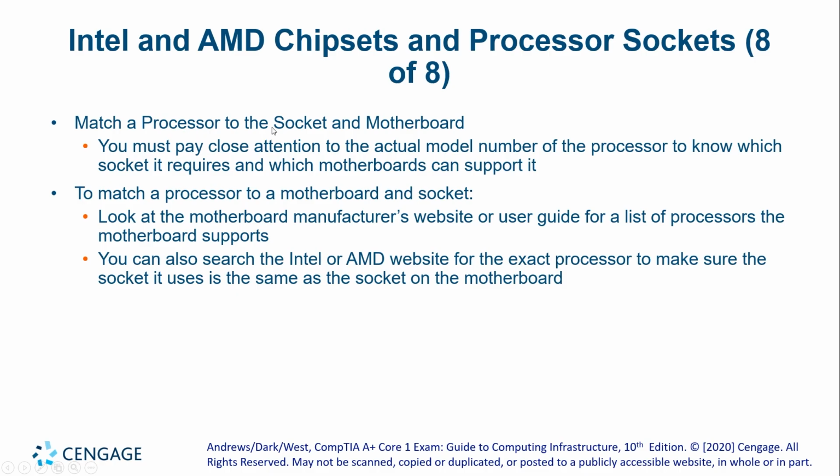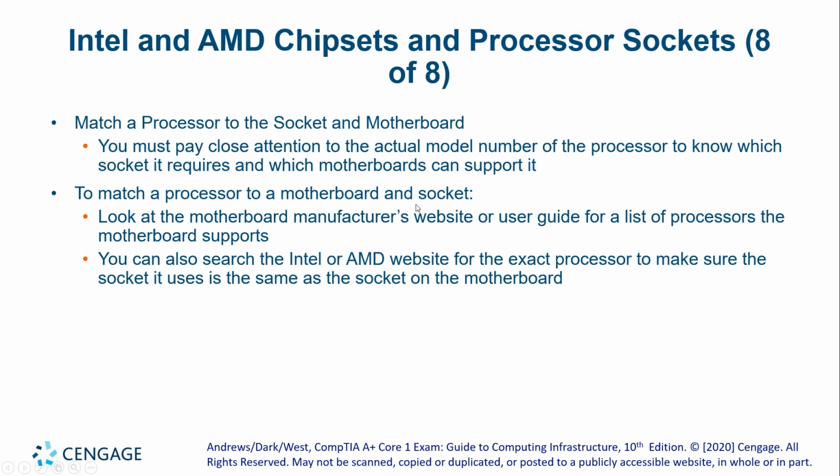Match processor to a socket and motherboard. You must pay close attention to the model numbers, and you need to, absolutely, most important thing, check on the internet, check the documentation. You need to make sure that the processor you're purchasing fits the socket and the motherboard, because if not, you're going to spend a lot of money that basically is wasted.